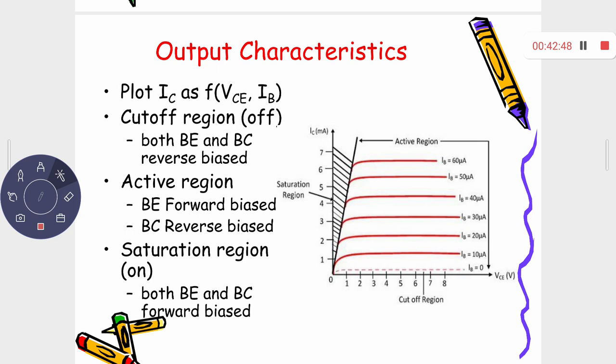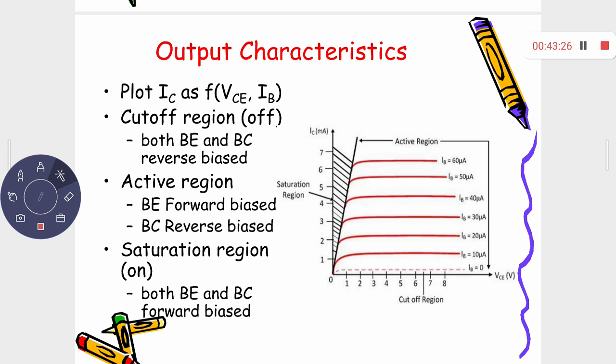Now, we are going to exploit that property, but that property is not present either in the cutoff region or in the saturation region. In the cutoff region, even if you change the VB, there is no such change in the current. And in the saturation region, the corresponding current is fixed. So you don't have any control. In one case, you have zero current, in the other case, you have the maximum current.